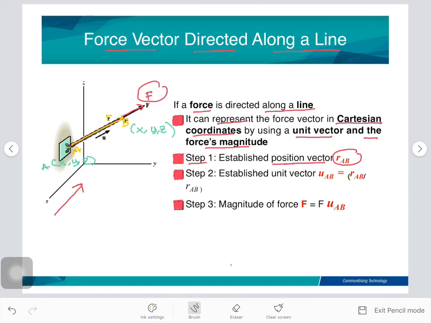Then step 2, you establish the unit vector. What is the unit vector? Unit vector AB is defined by the position vector RAB divided by its magnitude. After you establish the unit vector, step 3, we get the force in Cartesian form, which is equal to the force magnitude F multiplied by the unit vector AB. So you can resolve the force in Cartesian.